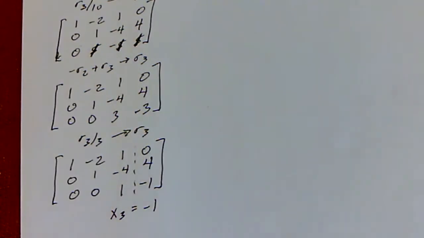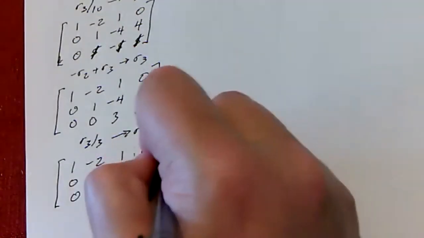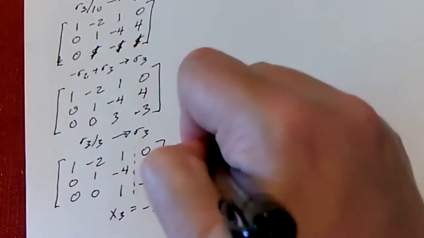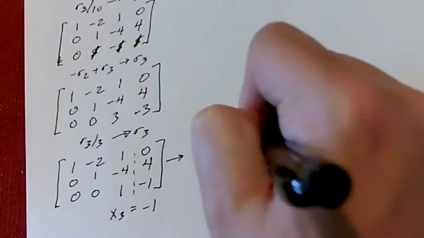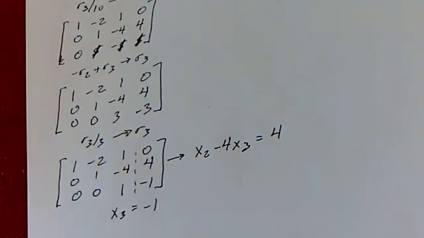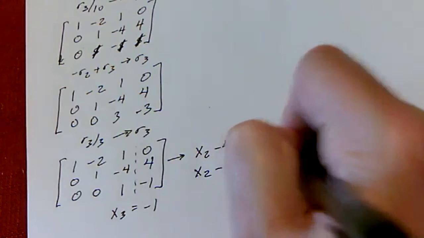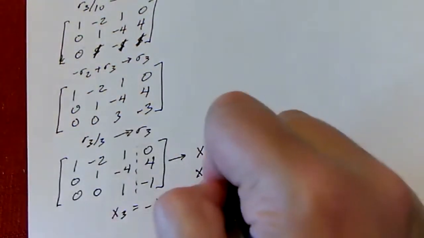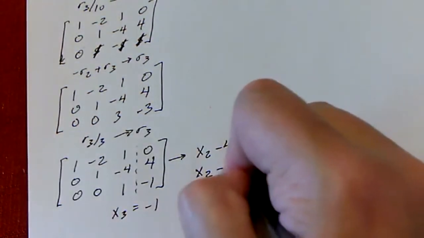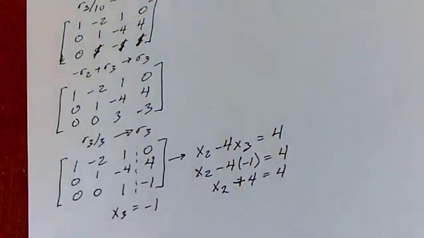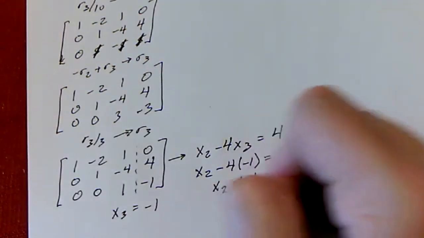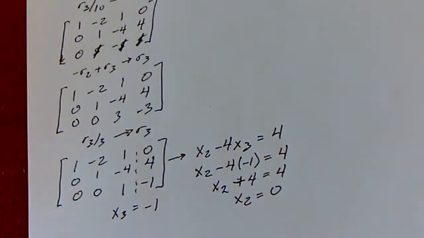So the reason this triangular shape is helpful is I can then take the equation above it and use x3 to find it. So if I go back to this second equation, this is now x2 minus 4x3 is equal to 4. But I know x3 is -1, so I can take x2 minus 4 times a -1 is equal to 4. So x2 plus 4 is equal to 4. So when I subtract that 4 over the other side, I actually get that x2 is 0.